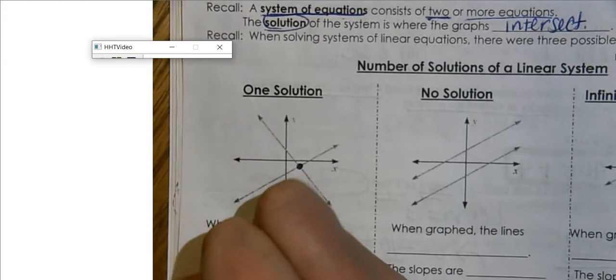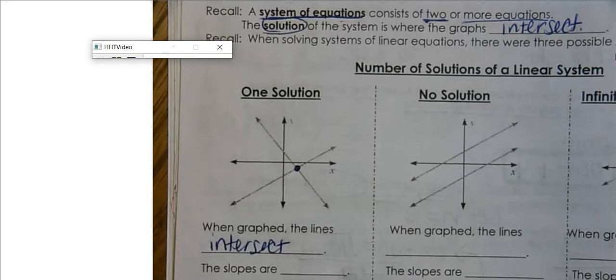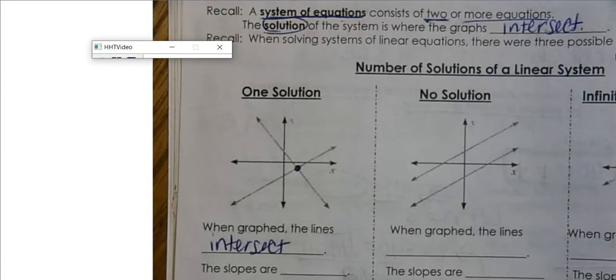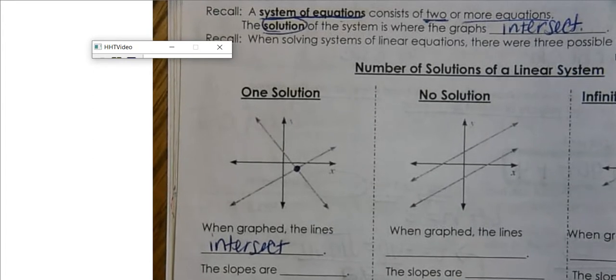Sometimes you would have two lines that would go in independent directions, and then they would intersect at one specific point. So when graphed, the lines intersect at just one point. And one thing that you can always tell whether or not these equations would intersect is that the slopes would be different.